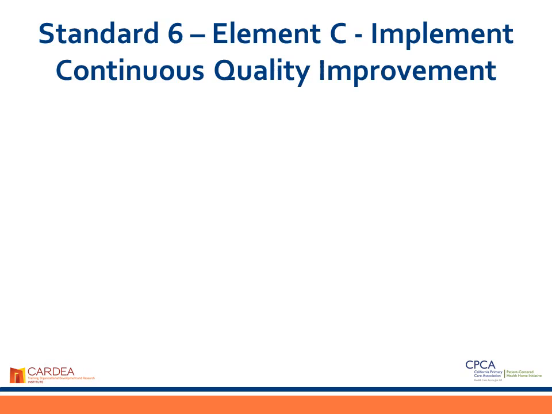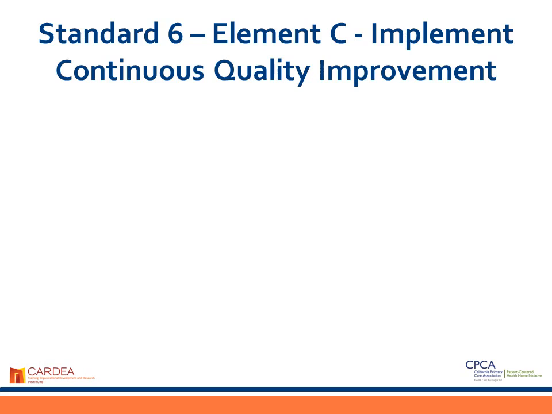Element C in NCQA Standard 6 is Implement Continuous Quality Improvement. This is a must-pass element, meaning you must score at least 50% or higher on all aspects of Element C and other must-pass elements to achieve PCHH recognition.